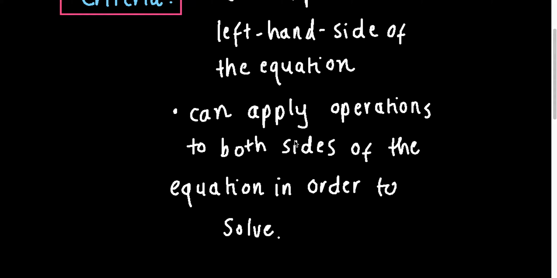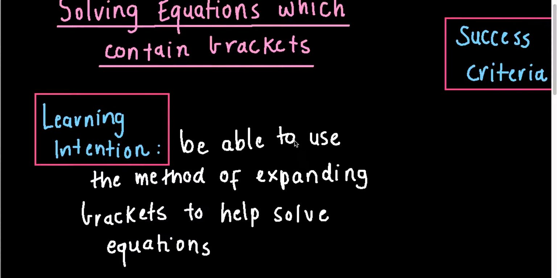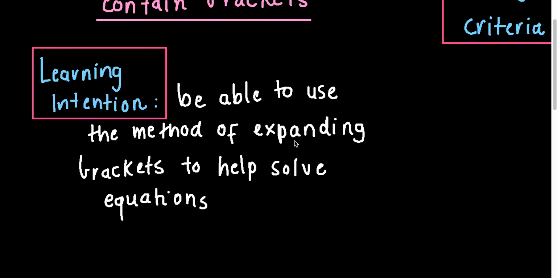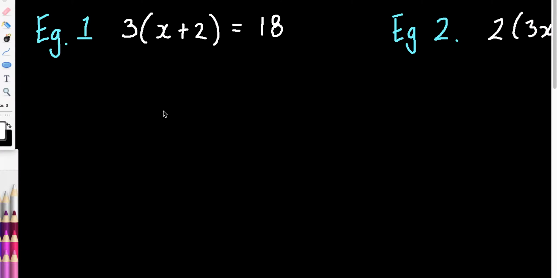Because of course, when we are solving, we're trying to use that process to make sure that we can get a value for our unknown, a value for our pronumeral. So that was our success criteria, broken down into a couple of steps, and back here, that was our intention. We're going to be solving these equations with brackets. I'll start off with a couple of examples here that are fairly straightforward.